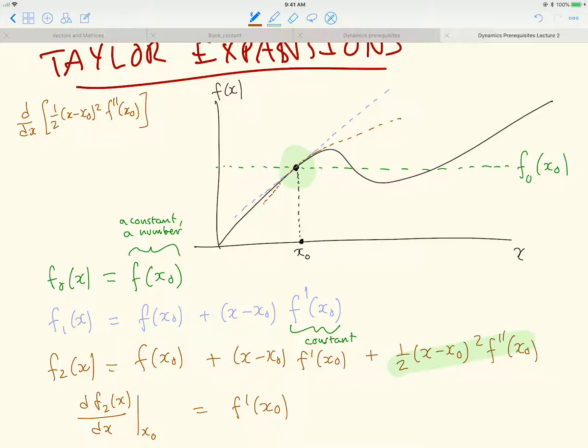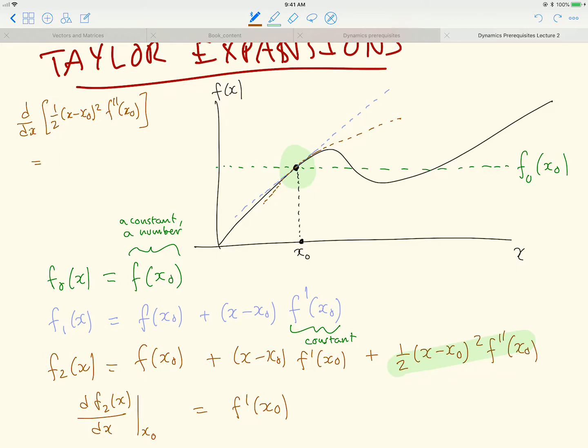Allie. Sorry, say it again. F double prime x naught times x minus x naught. No, that first term. Is that what you meant? I don't know if that's what you meant, but this is what it turns out to be. So let's go through.